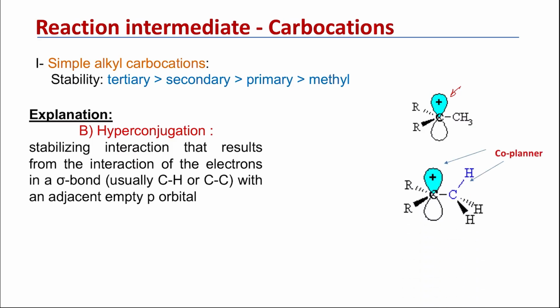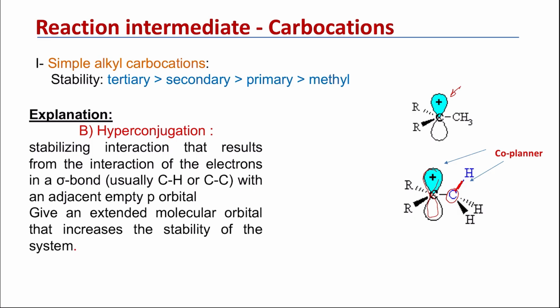Now when we have our carbocation, we have this methyl group next to the carbocation. The carbon-hydrogen sigma bond here is coplanar with the empty p orbital, and that allows for the interaction between these two orbitals. This interaction will give an extended molecular orbital that will increase the stability of that system. This is called hyperconjugation.